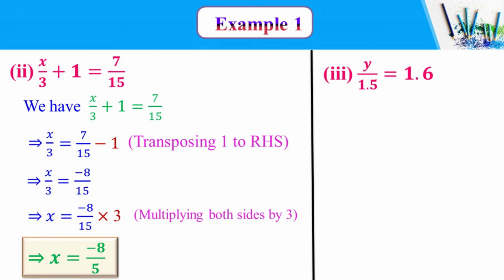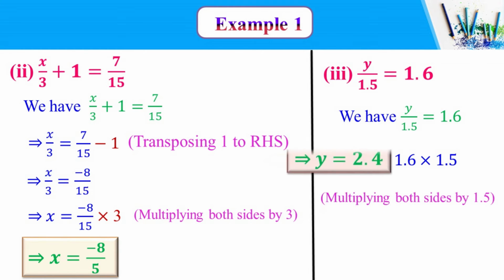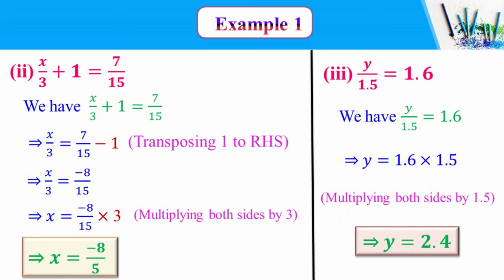Next question. Solve y divided by 1.5 equal 1.6. Now, we multiply the equation with 1.5 on both sides of the equality. y divided by 1.5 multiplied by 1.5. Here 1.5 and 1.5 cancelled. So, y equal 1.6 multiplied by 1.5. So, answer y equal 2.4. The solution of y divided by 1.5 equal 1.6 is 2.4.